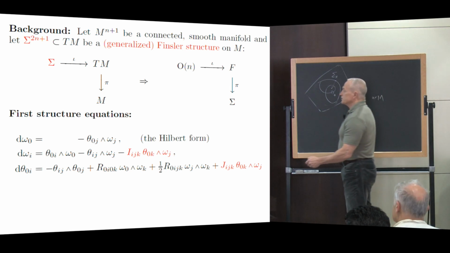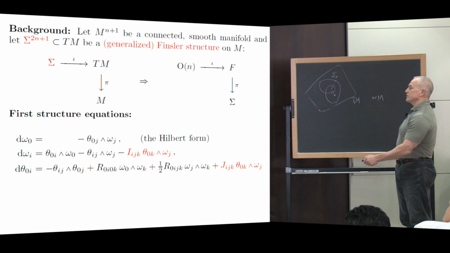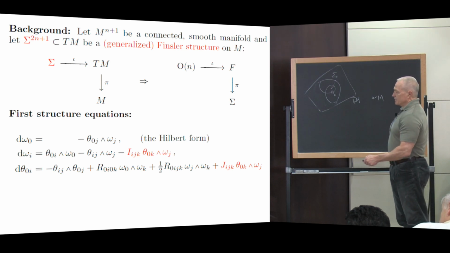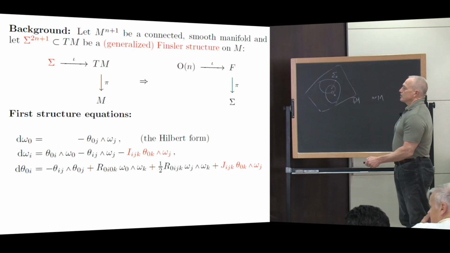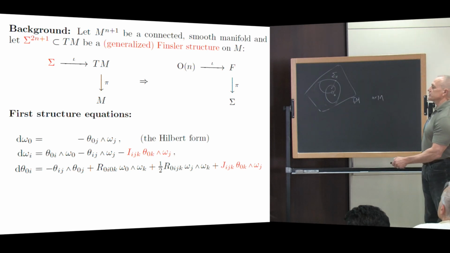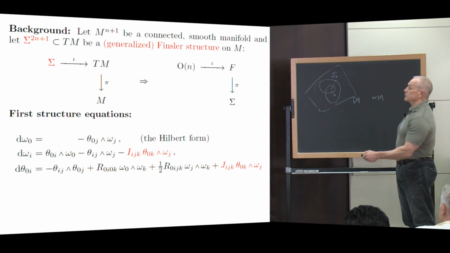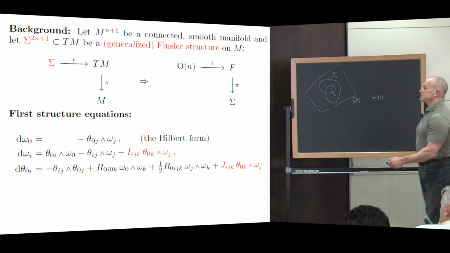The structure equations, as you write them down, that is, the differentials of the semi-basic forms, can be written in terms of all the forms. They can be written in this form. I've written these two terms in red because these are the terms that don't exist when the Finsler structure is actually Riemannian. That is, these are the unit vectors of a Riemannian metric.